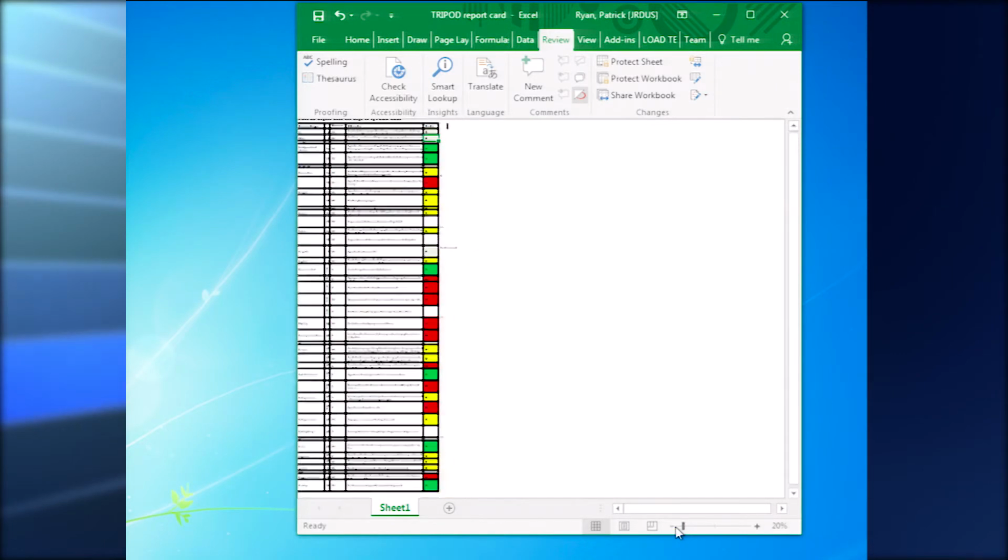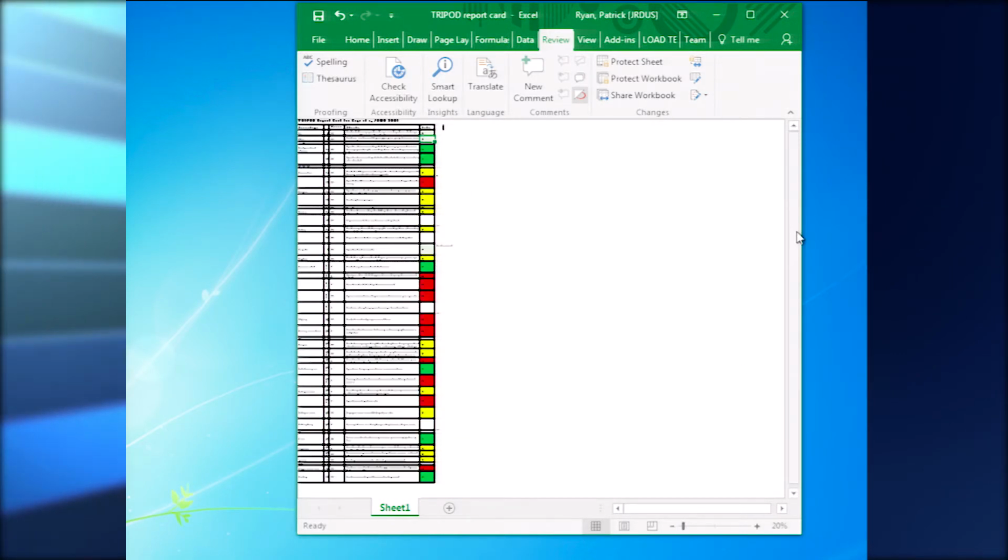So we have a final verdict. There's your report card that you guys gave this class. Greens are A's, yellows are C's, and reds are F's.